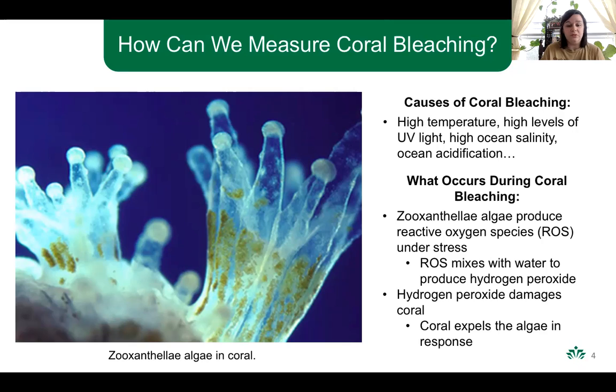But whenever we experience this high stress event of the rise in temperature and acidification in the ocean, we see the algae produce reactive oxygen species. These reactive oxygen species are released into the ocean water and mix to create hydrogen peroxide. The hydrogen peroxide damages the coral, and because of that, the coral will expel the algae in response. This leaves the coral vulnerable, and that is when we start to see the bleaching event where the coral begins to completely turn white.